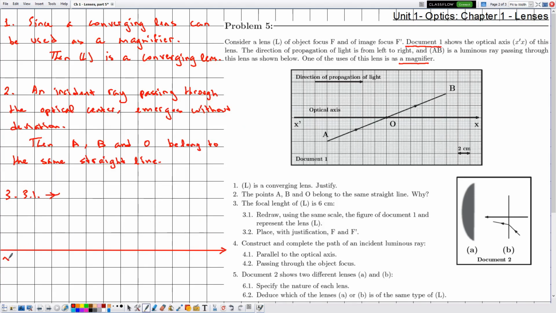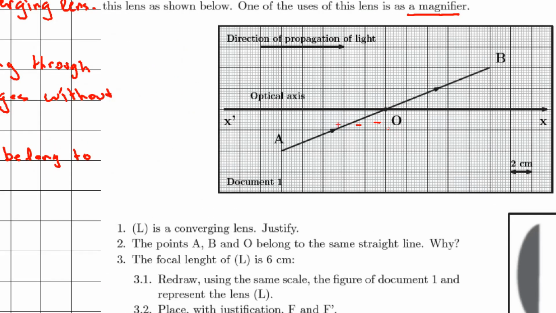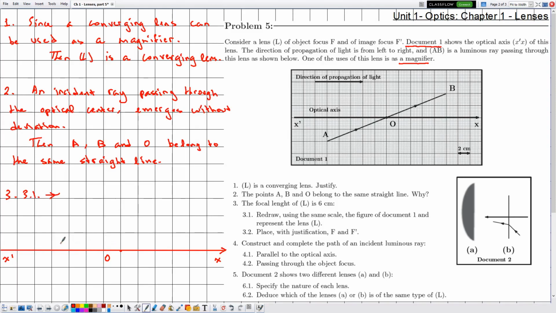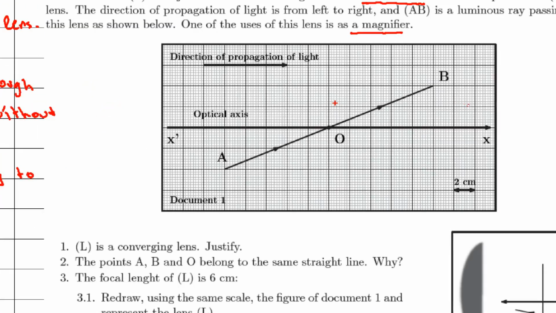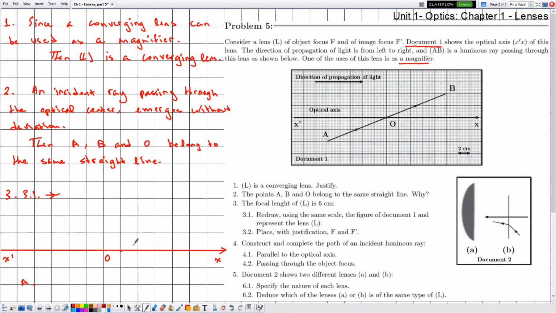So this is x prime, and this is x. Okay, this is the optical center O. Now the point A is located 1, 2, 3, 4, 5 divisions in front of the lens and 2 divisions downward. So 1, 2, 3, 4, 5, 1, 2, this is the point A. And the point B is located 1, 2, 3, 4, 5 divisions behind the lens, and 2 divisions upward. So 1, 2, 3, 4, 5, and 1, 2. This is the point B.